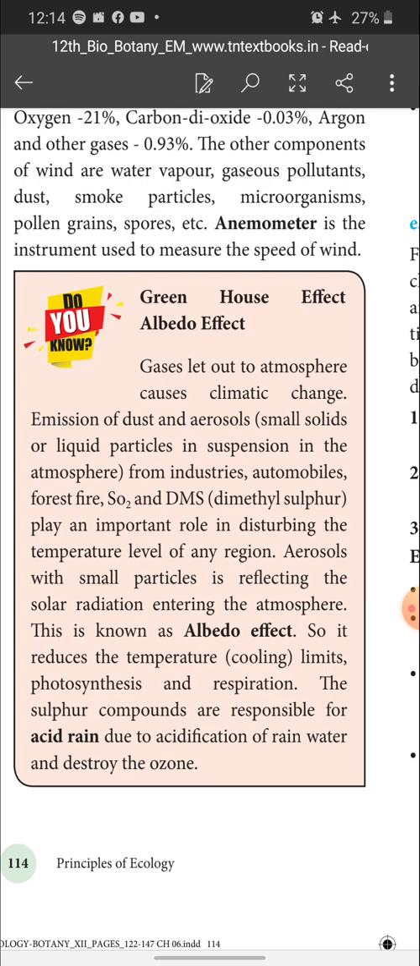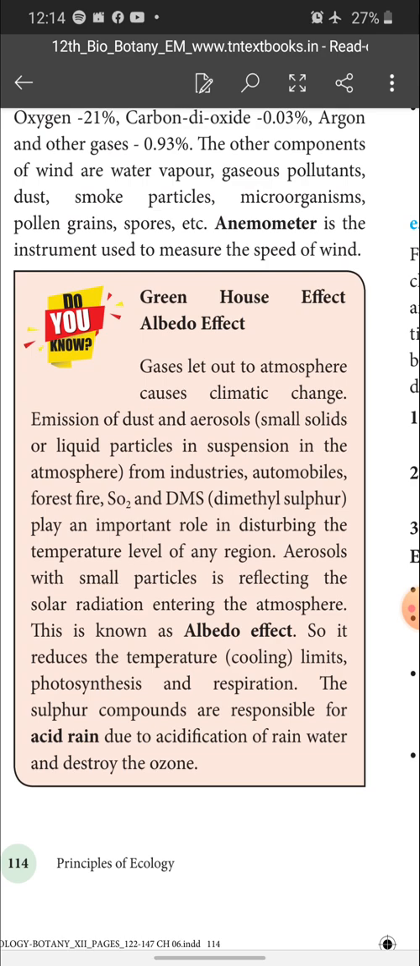Gases let out into the atmosphere cause a climatic change. Emission of dust and aerosols, that is, small bodies or liquid particles in suspension in the atmosphere, are called aerosols. What is called aerosol? The answer is in the sentences inside the brackets.